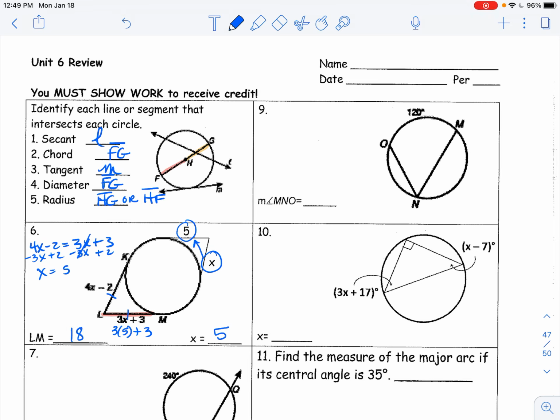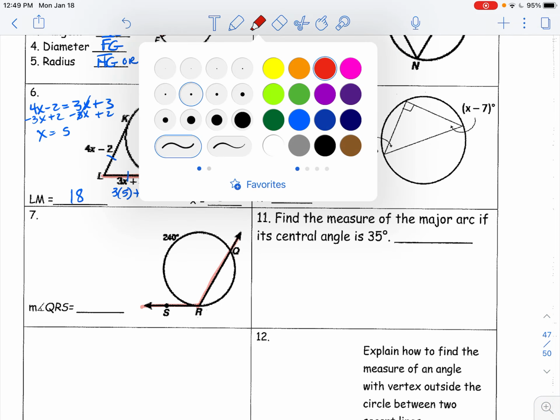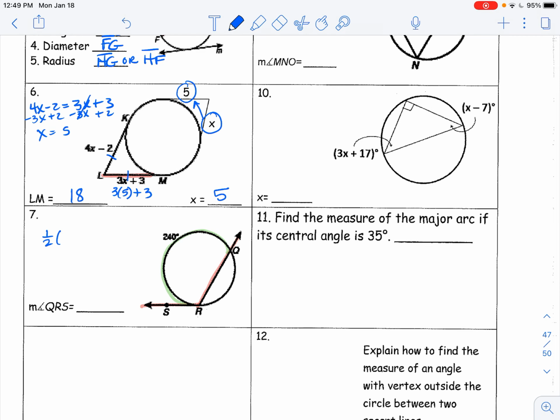Let me go down the list. Number 7. What we've got here is an inscribed angle. This one right here has the vertex on the circumference of the circle, and we know that the angle is half of the intercepted arc. The arc in this case is this one, and that has a measure of 240 degrees. So if I take half of 240, that will give me my angle, which is 120.